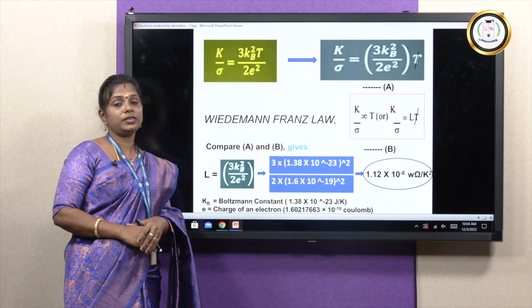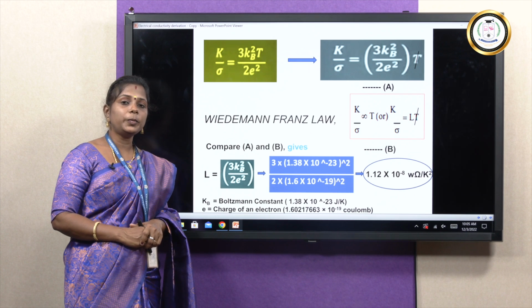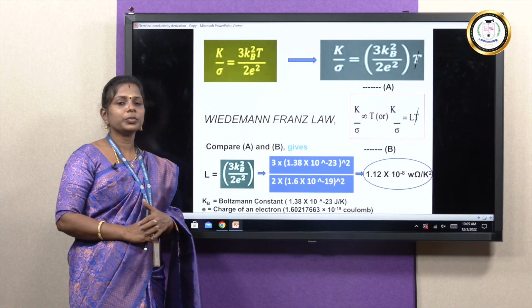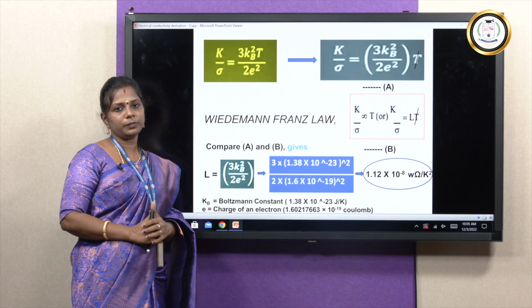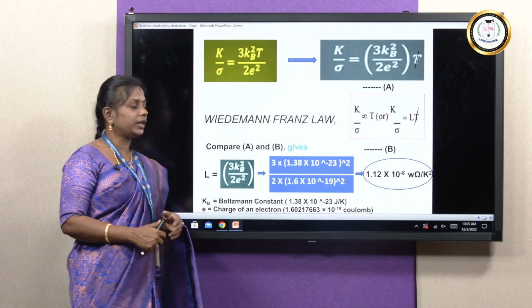As we discussed initially, the experimental value of the Lorentz number is 2.44 into 10 to the power minus 8 watt ohm per Kelvin square. But when we compared our classical approach Lorentz value with the experimental value, it does not agree well.